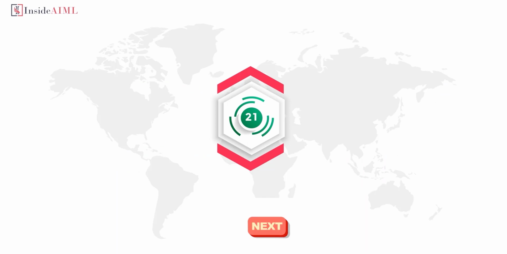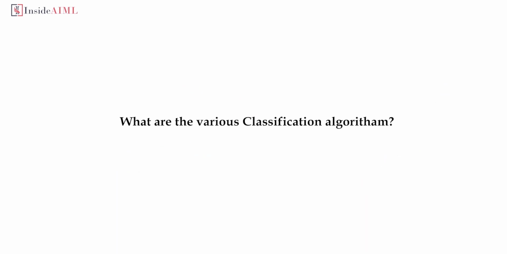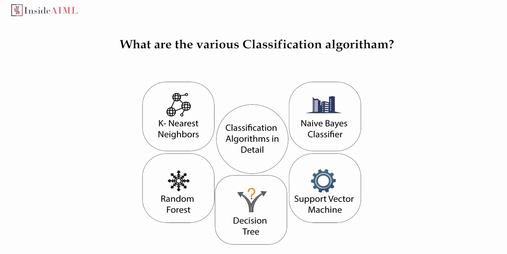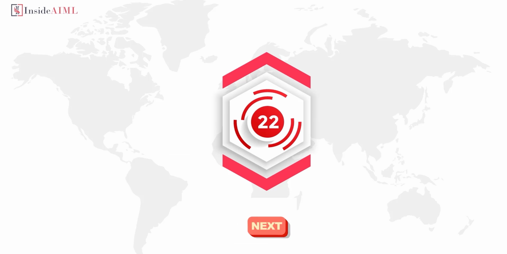Now let's go to the next question. What are the various types of classification algorithms? There are many different types, but the most famous ones are the naive Bayes classifier, decision trees, support vector machines, random forest, and k-nearest neighbors. So these are the most popular classification algorithms. You can also consider logistic regression as a classification algorithm. So there's that.